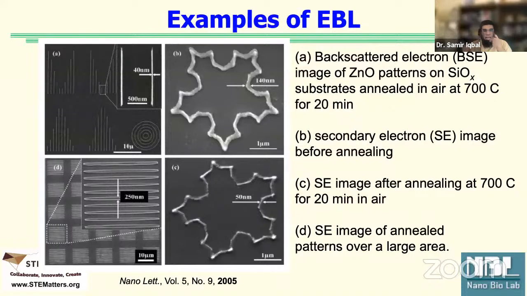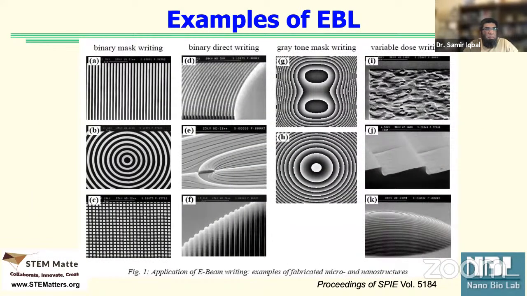Now in the third one, they show a secondary electron image after annealing. So we see that the feature size has shrunk from 140 nanometers to 50 nanometers, right? And the fourth one is again comparing the thickness of the annealed pattern over a large area. So these are all examples of direct writing with E-beam, and you can write down to 50 nanometers with these techniques.